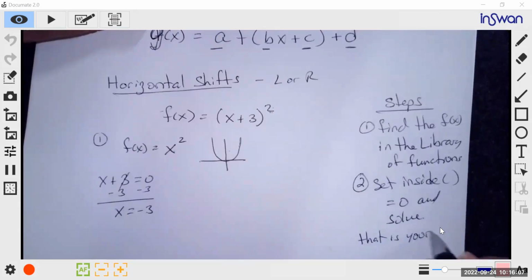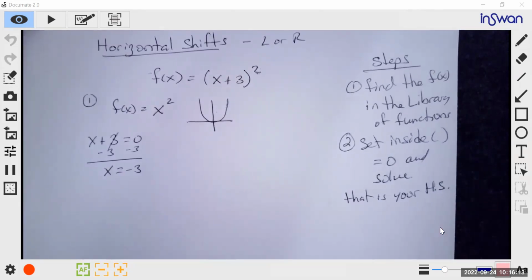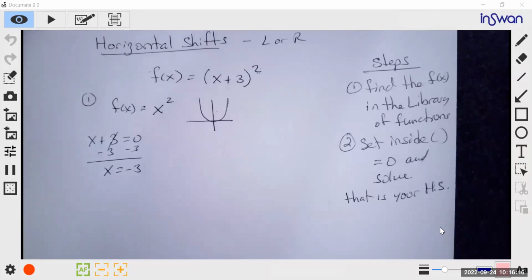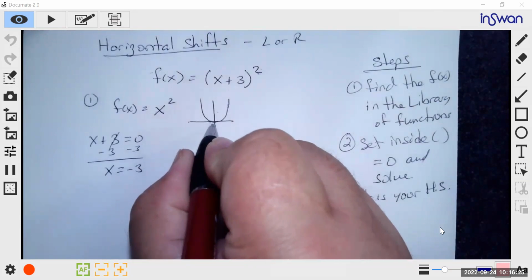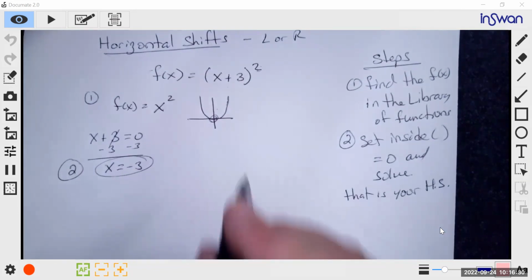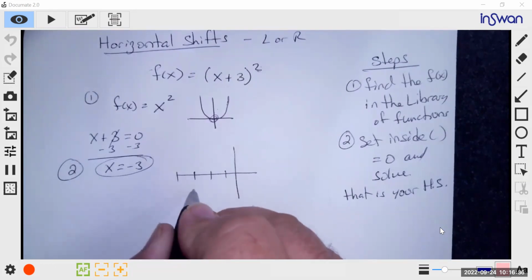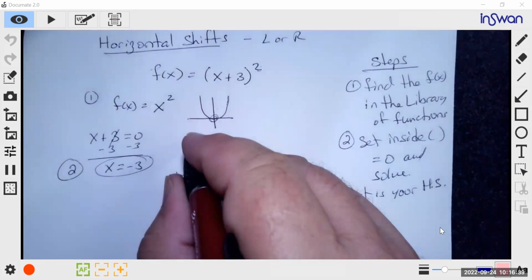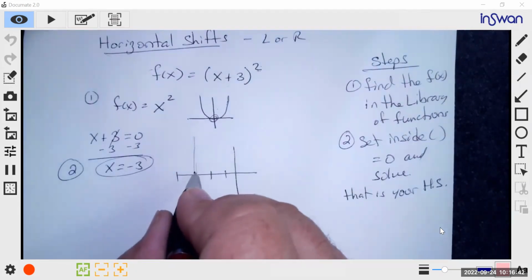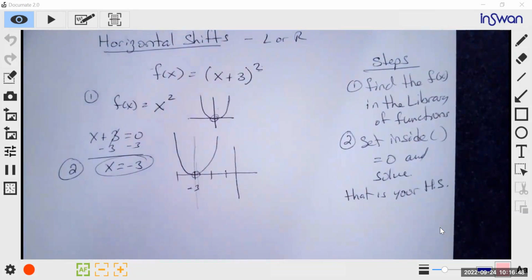That is your horizontal shift. What we're doing in these transformations, all we're doing is finding a new place for the origin. So here's the origin. Since we found this in our second step, in other words, this is my new origin. So it means the graph shifted 3 spaces to the left.